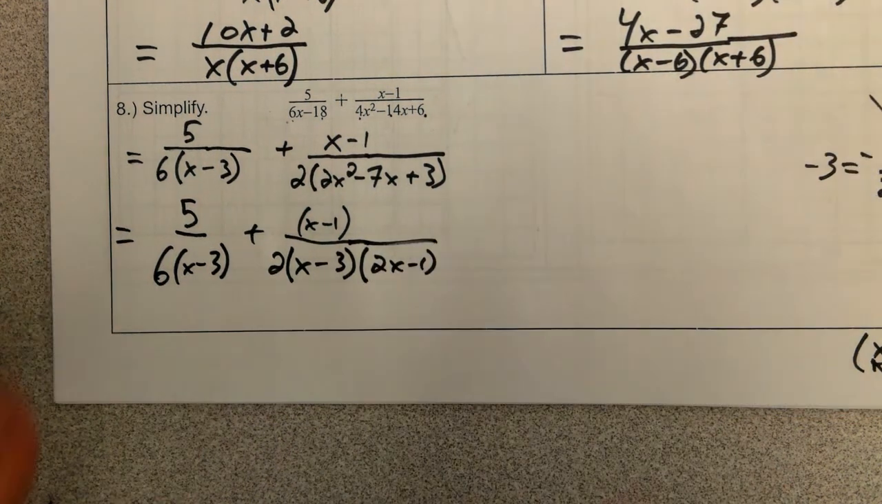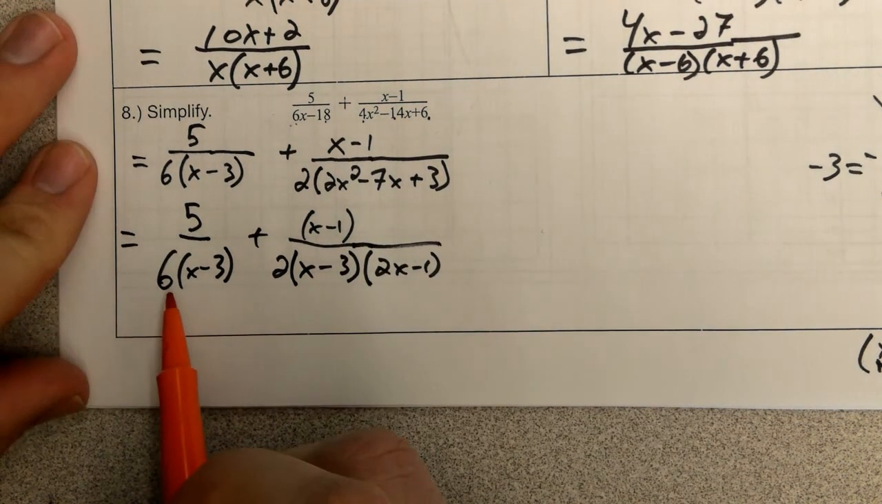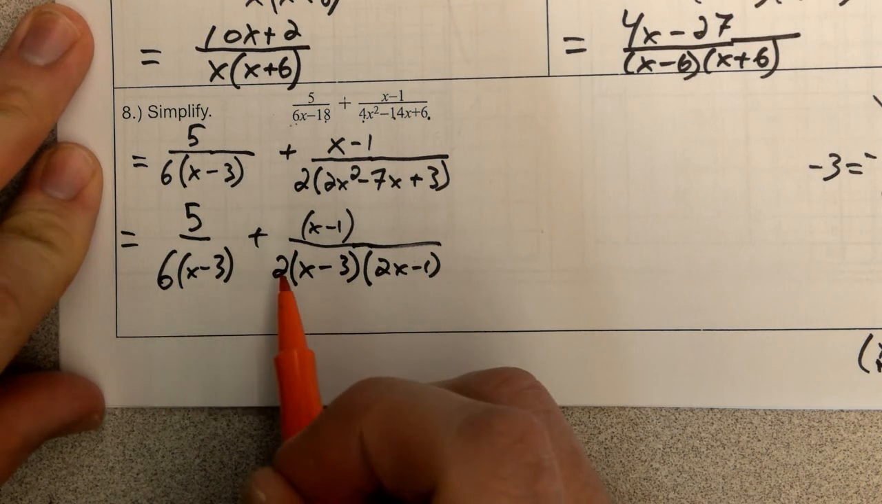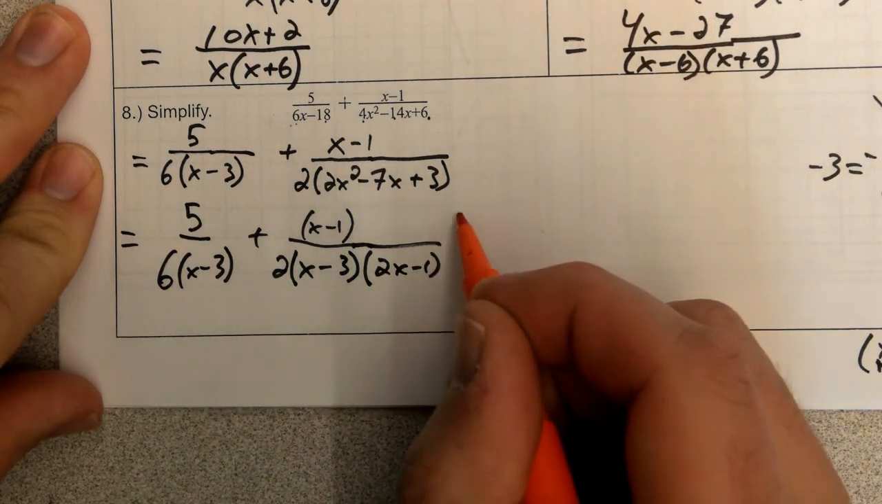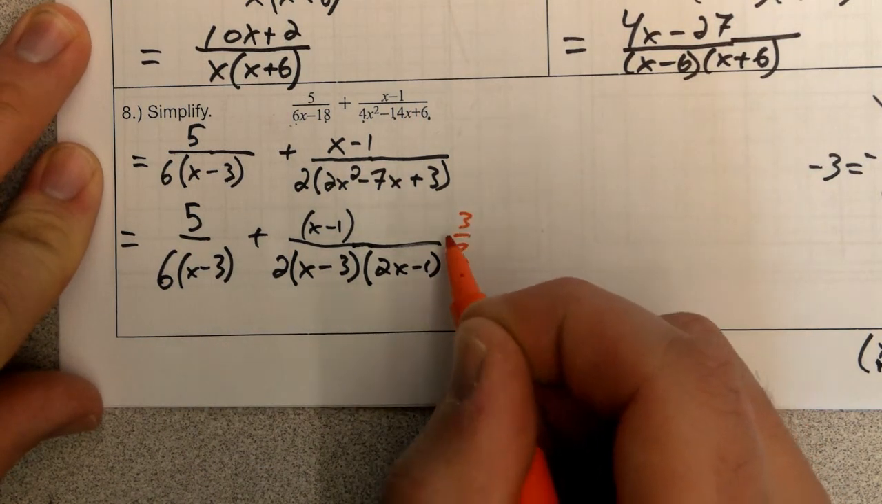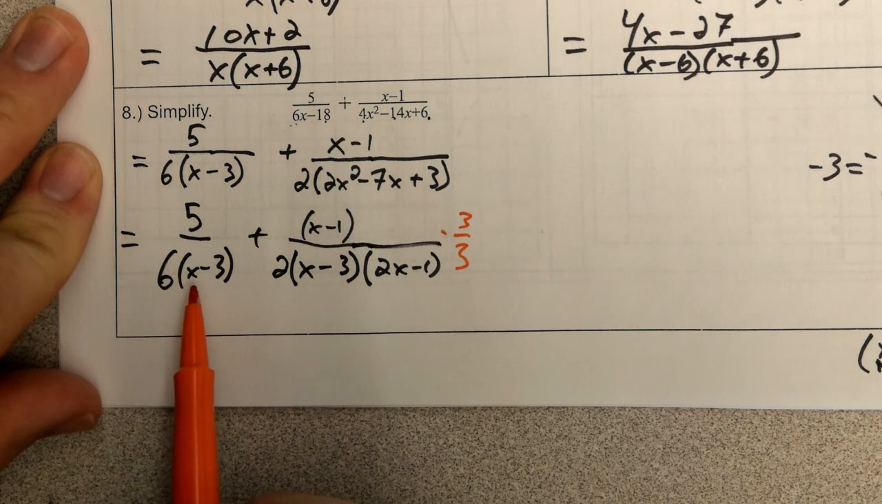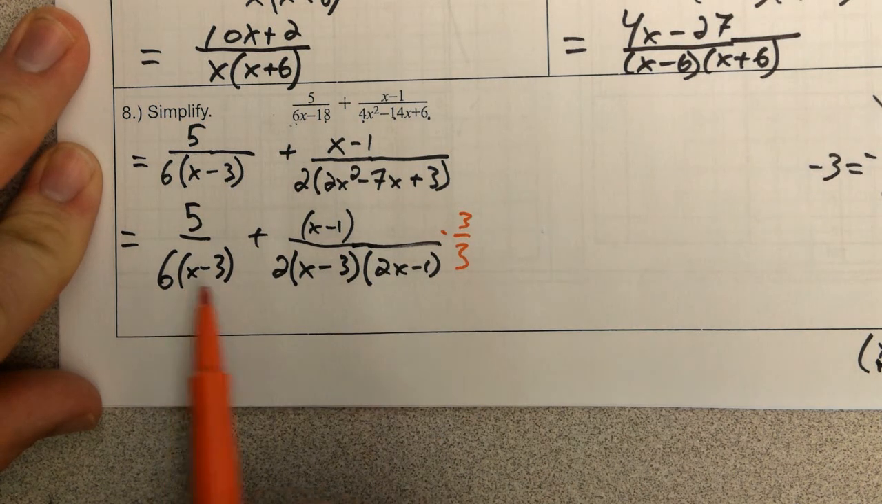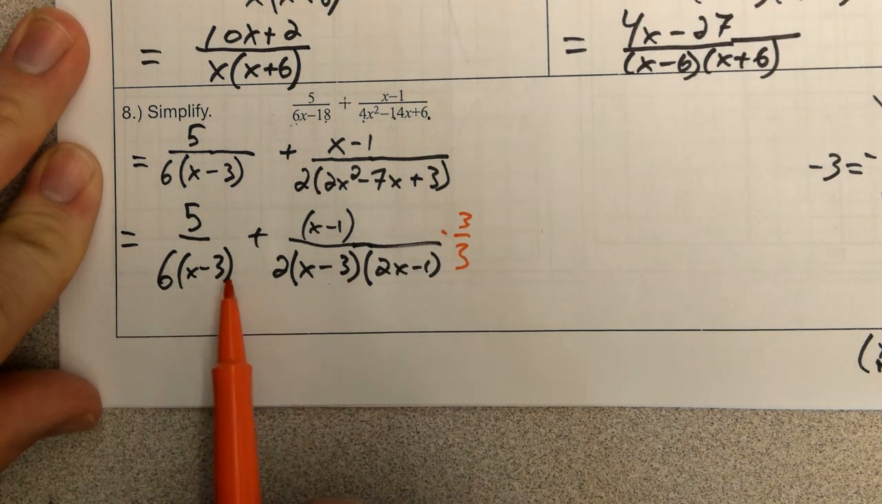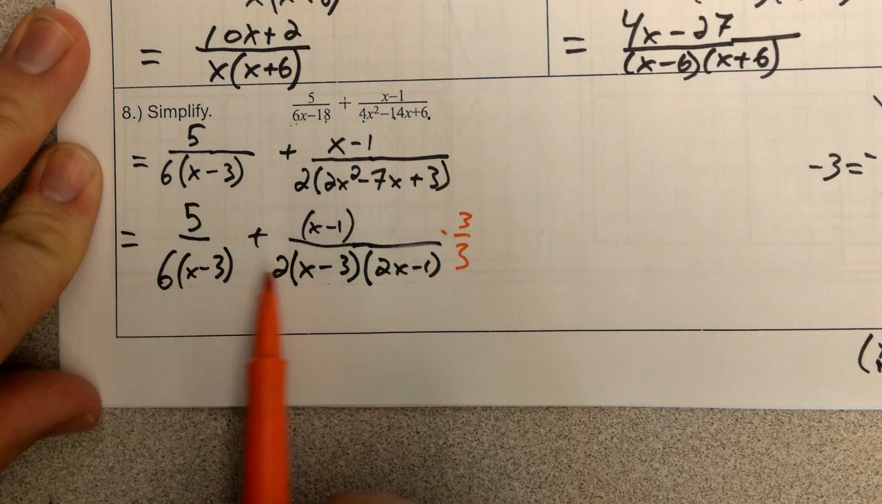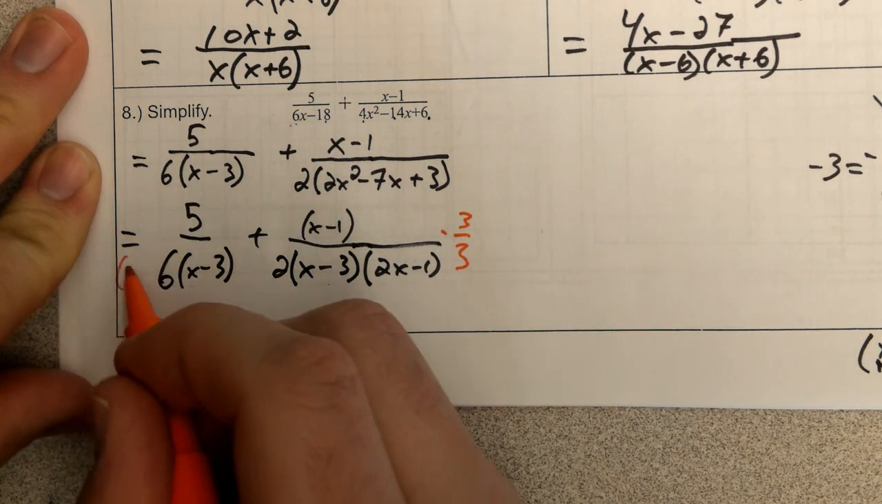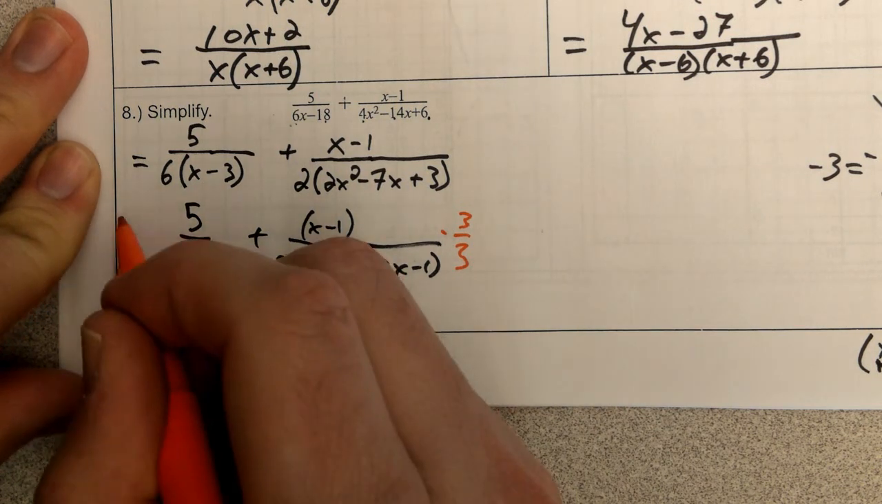Make the denominators match now. I notice that this has a 6, and this only has a 2. It needs a factor of 3, so I'll multiply by 3 over 3. And then I notice that this one has an x minus 3, as does this one, and this one has a 2x minus 1, but this one doesn't. So I'll multiply by 2x minus 1, top and bottom.